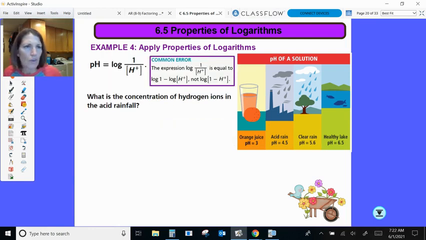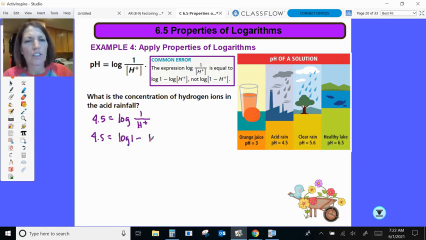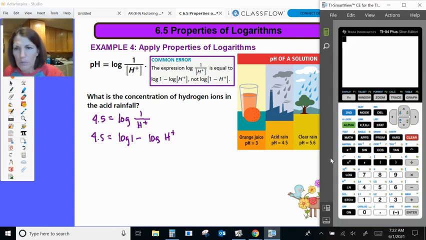Okay, so let's go ahead and write that equation out. So 4.5 is going to equal the log of 1 over my hydrogen plus. I'm going to use my log properties here. So 4.5 equals the log of 1 minus the log of hydrogen positive. And the log of 1, if you will recall, anything to the 0 power is 1, so the log of 1 is 0. So that just becomes 0.